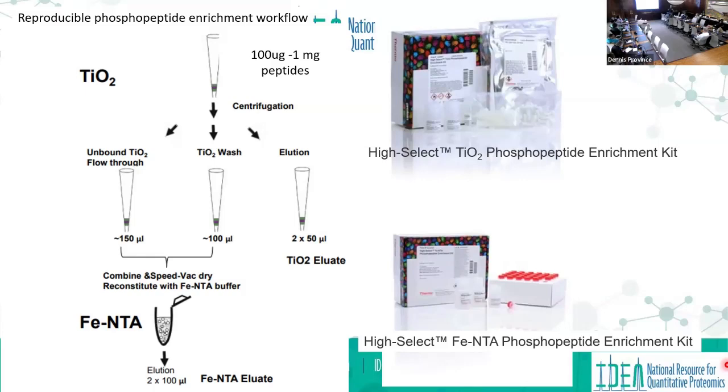And so if you have a lot of phosphopeptides, you're going to kind of saturate the titanium and the remainder is going to go on the iron. If you have really low level phosphopeptides, you can capture them with the titanium and you'll get most of them off. And it works out better, but about half the phosphopeptides will bind to titanium, half will bind to the iron, and about half will be present in both.